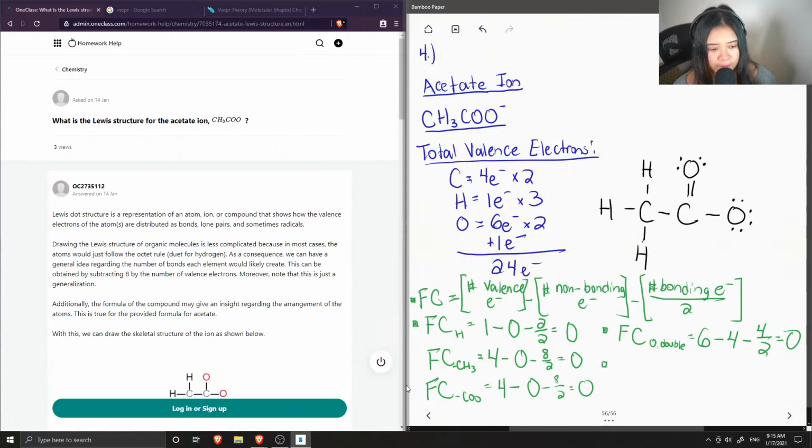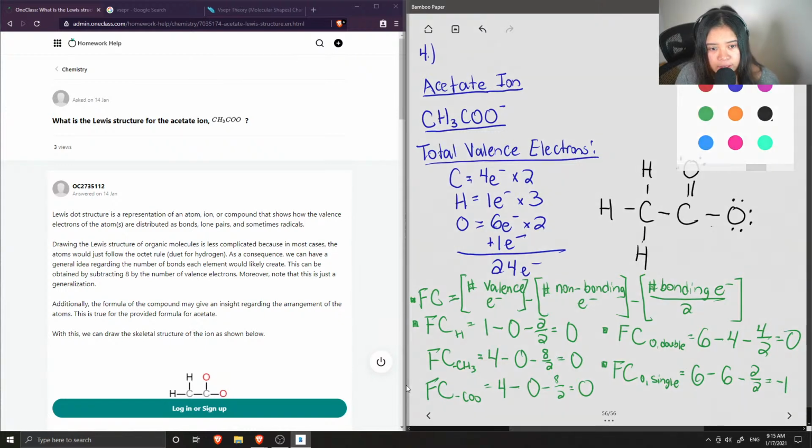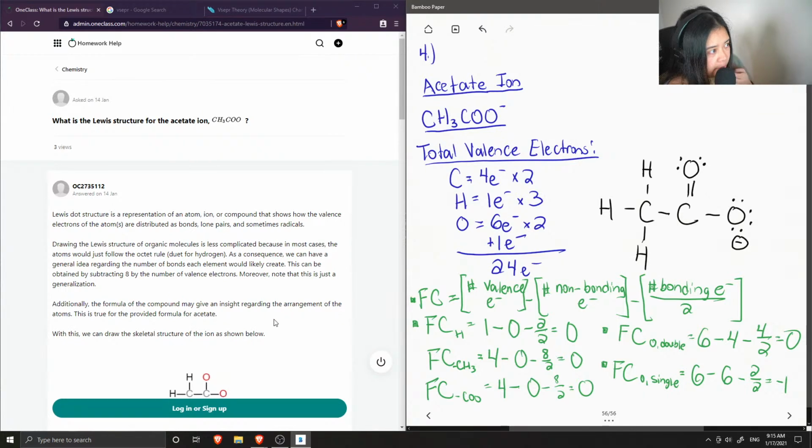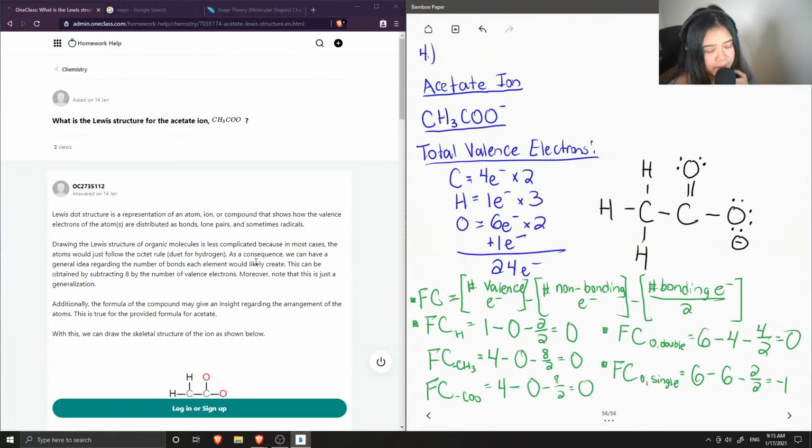And then lastly, for our single bonded oxygen, there are 6 valence electrons. There are 6 non-bonding electrons. And there's only the 1 single bond. So we have 2 bonding electrons divided by 2. So this oxygen is the one that will contain the -1 charge. So I'm just going to add that to our structure. So now we have the final Lewis structure for the acetate ion.